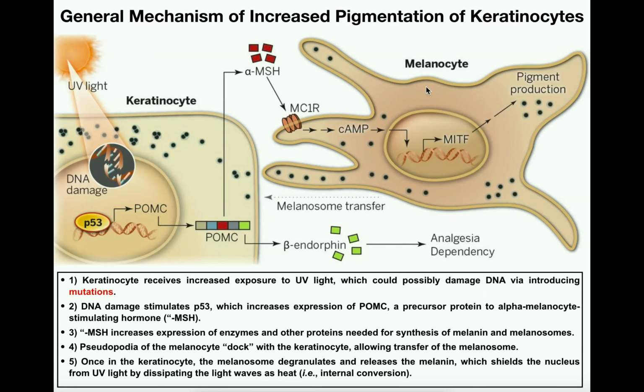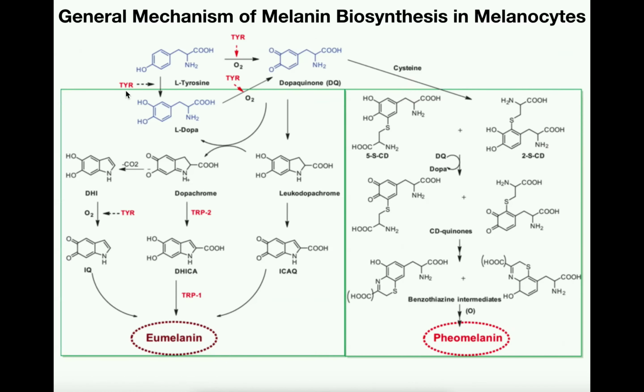So it's going to occur in the cytoplasm, and everything that occurs in these green boxes is occurring in a melanosome. Okay? So in the cytoplasm, the tyrosine molecule is converted to dopaquinone, or DQ as we'll call it here. That's one activity of tyrosinase. The second activity is for tyrosine to be converted to L-dopa. And L-dopa can actually be transported into the melanosome.